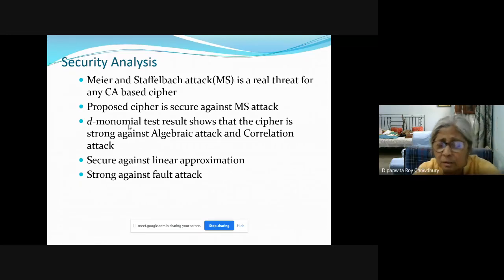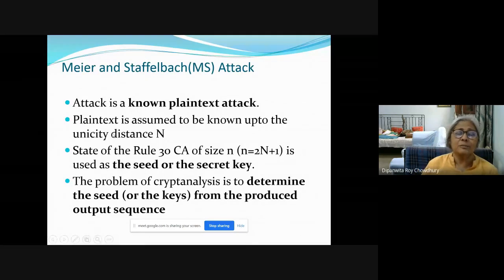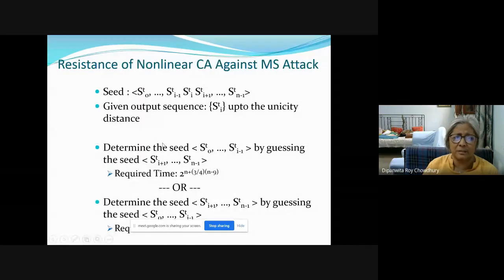And this is again a point where we can give a comparison with LFSR also. Now, security against linear approximation is always required, and strength against fault attack. This is what we started with. Okay. So Meier and Staffelbach is a known attack. Very briefly I am telling what this is, with a simple example.